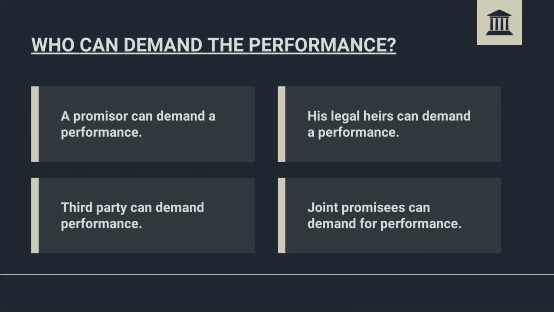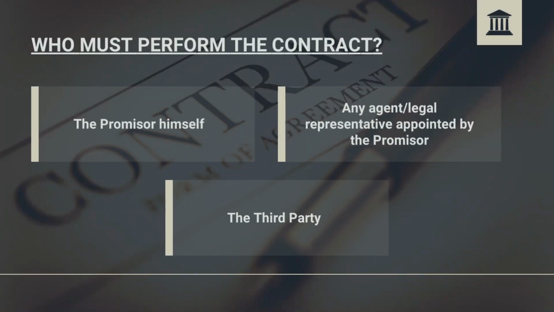Now who can demand a performance? Performance can be demanded by the promisor himself because he made an offer. Then by the legal representatives in case of death or other thing which happens to the promisor. Then the third party, that is stranger to a contract, can also sue the contract. Then joint promises. So if there are 2-3 promisees in the contract, they can demand for the performance of the contract. Then who must perform?